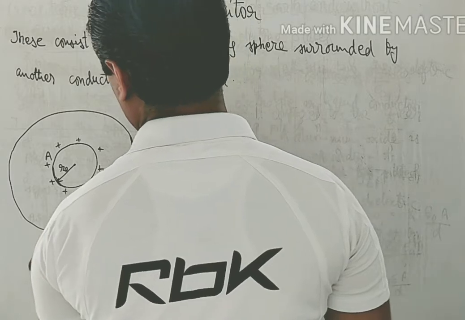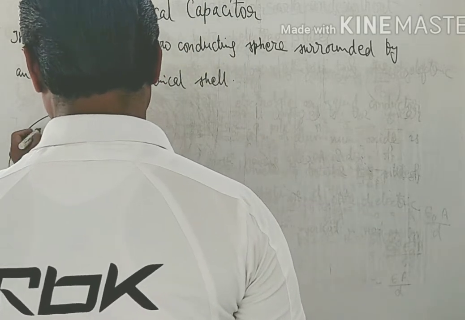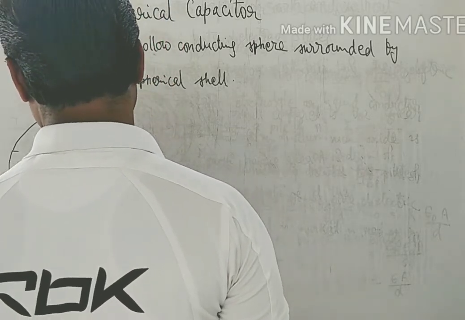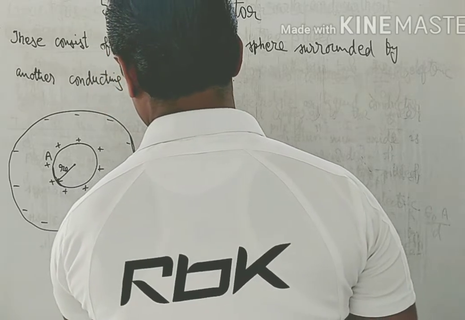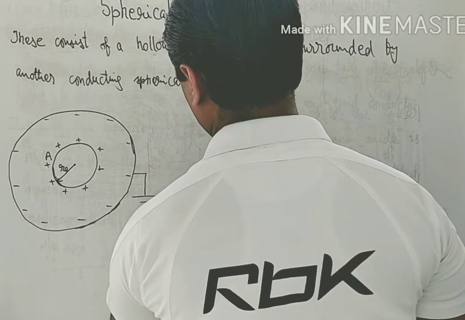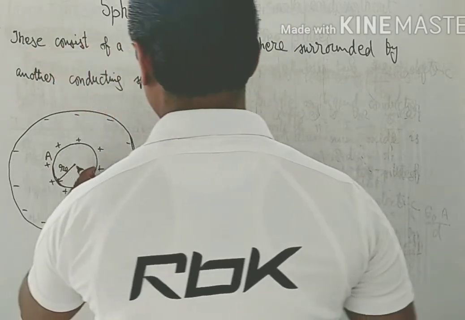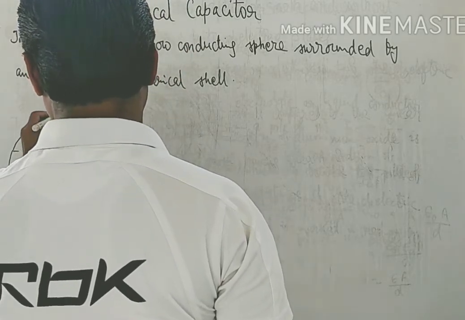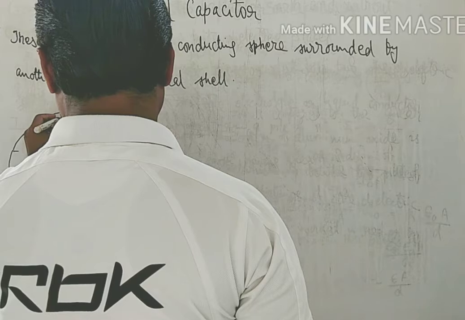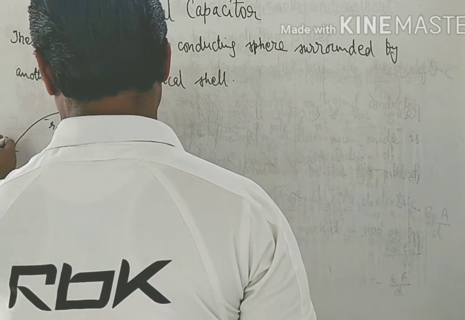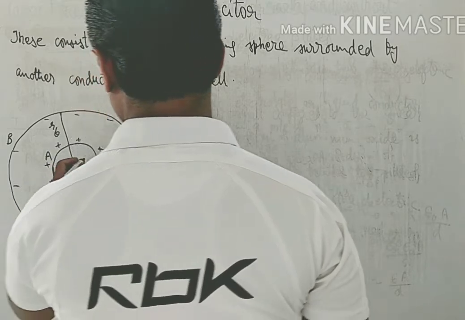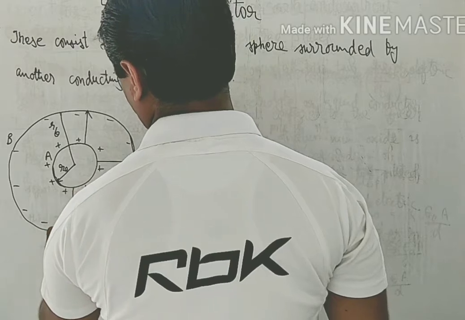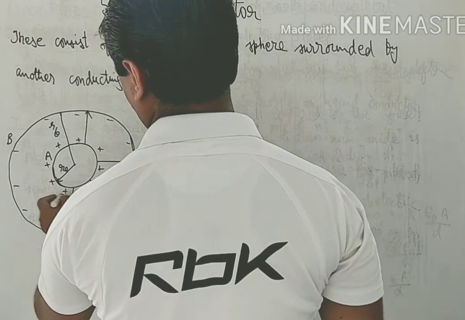Now the inner surface of this shell will have negative charges, and the outer surface of this shell will be grounded, earthed, so as to form this spherical capacitor. Now the radius of this outer spherical shell is taken as R B, and this is B. Now the electric field obviously will be directed like this. So these are electric field lines that are being drawn now.